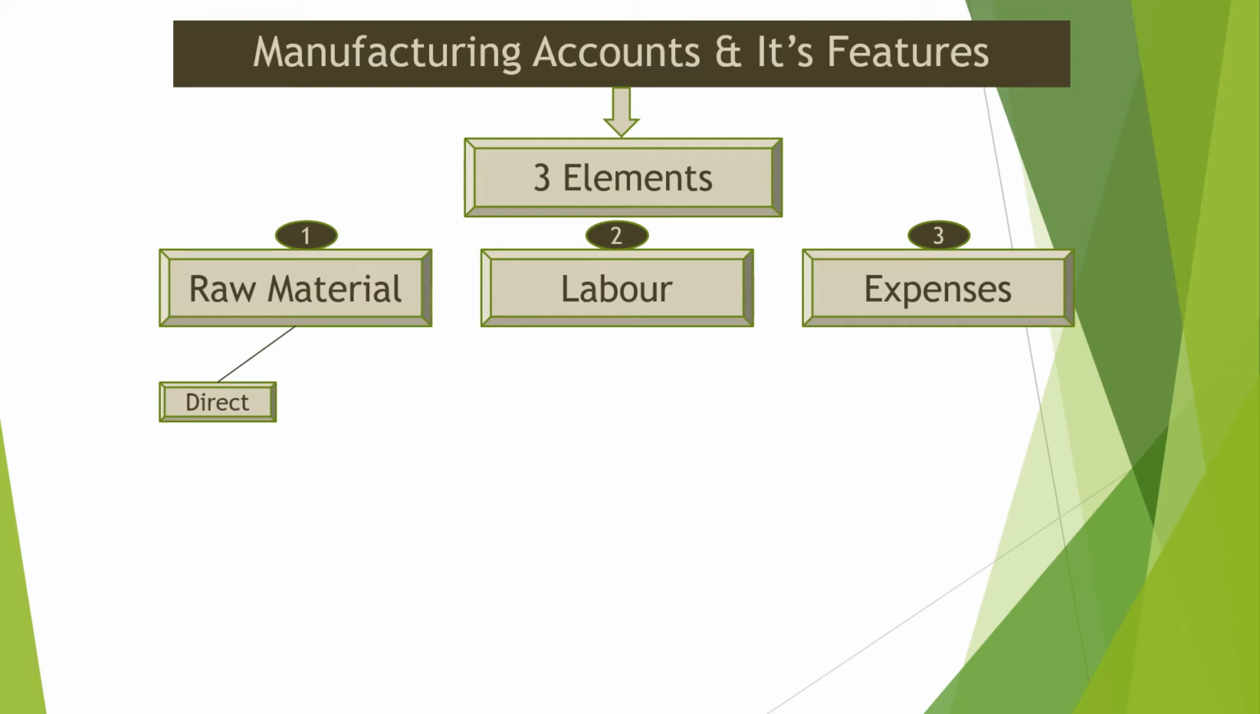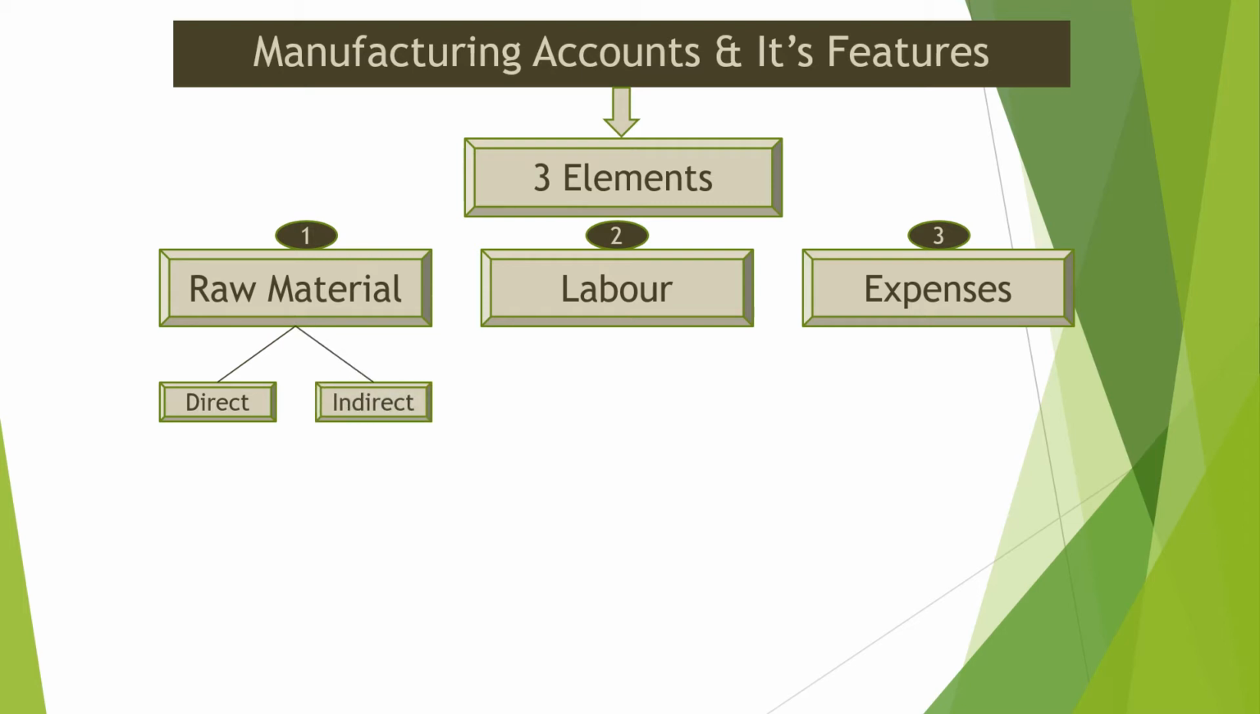Direct material. As said earlier, the material which can easily be traced and identified in production is direct material. For example, if a tailor makes a dress, its fabric will be a direct material. If a carpenter makes wooden furniture, the wood will be a direct raw material.